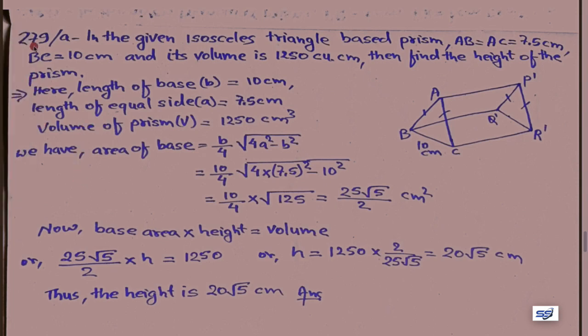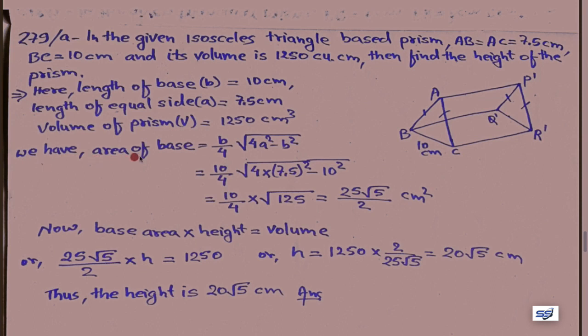Question number 279 A. In the given isosceles triangular prism, AB is equal to AC is equal to 7.5 cm, BC is equal to 10 cm, and its volume is 1250 cubic centimeter. Then find the height of the prism. Here, we have to find the height of the prism, with the volume already given in the question. Here the length of base B is equal to 10 cm. The length of the equal side A is equal to 7.5 cm. The volume of the prism V is equal to 1250 cm cube. All these things are given in our question.